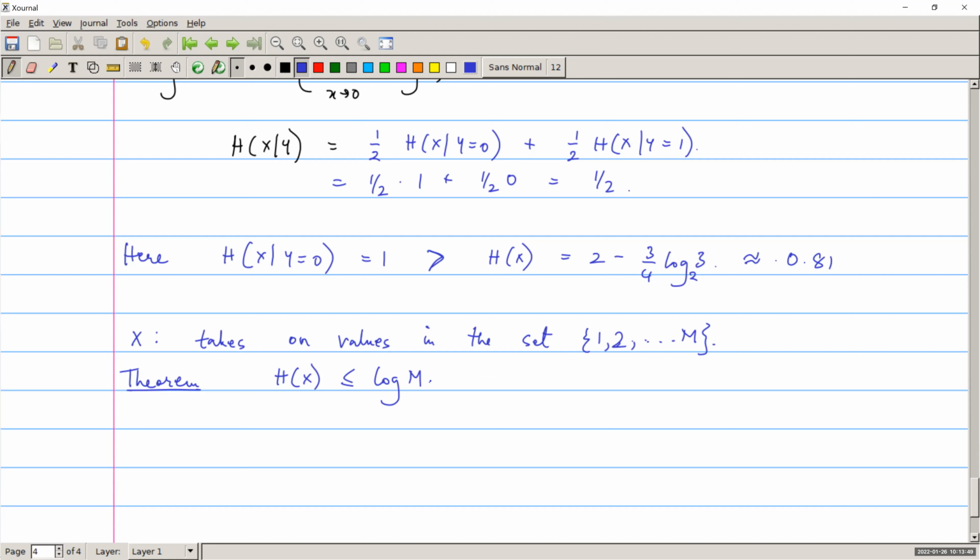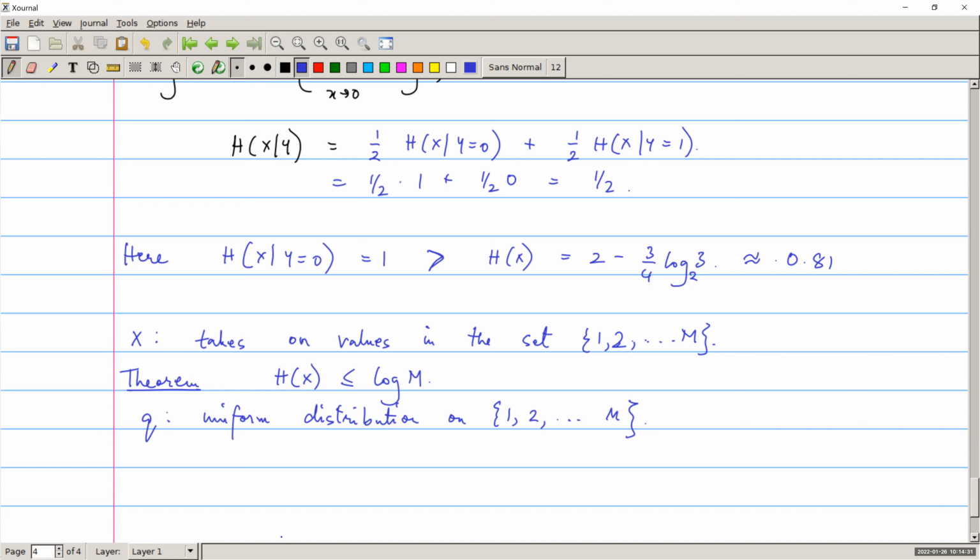And sure enough, if x is a random variable that takes on values from the set 1 through n, the entropy of x, the amount of information that you acquire when you observe x, is less than or equal to log n. And to prove this is quite simple. Let us say that q is a uniform distribution on 1 through n.